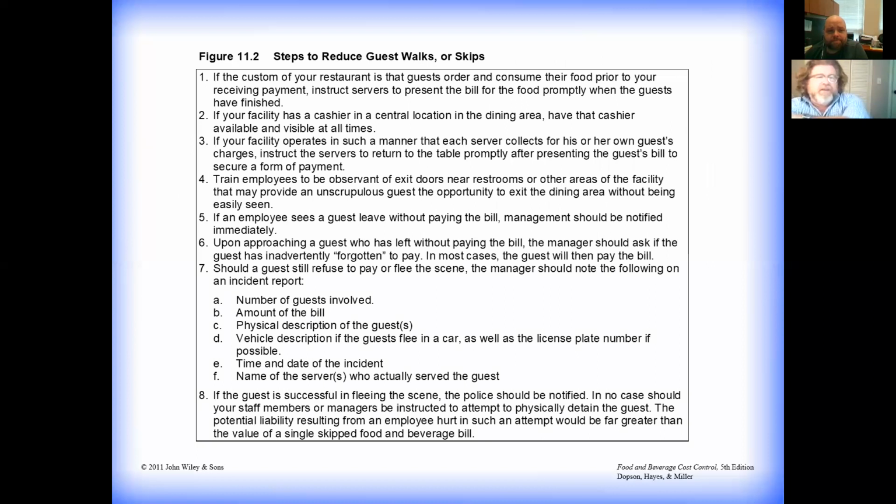Okay, here are some steps that you can take to try and reduce the likelihood of a guest skipping out on you. That's a little different than my typical 12-step program there, Robbie.